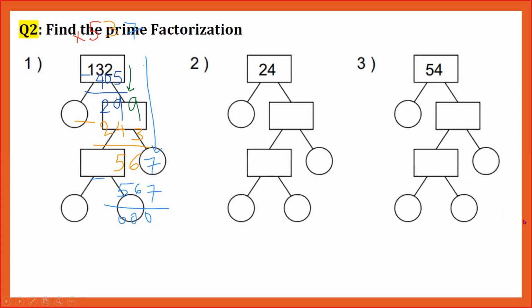Now, let's go to question number 2. Let's choose Rinad. Yes, Rinad. Here, what do we have? We have 132. And I want you now to factorize it into prime numbers. Now, give me 2 numbers that, when you multiply them, you get 132.